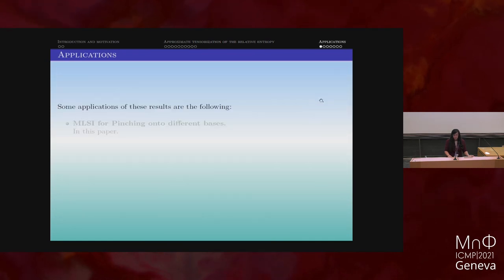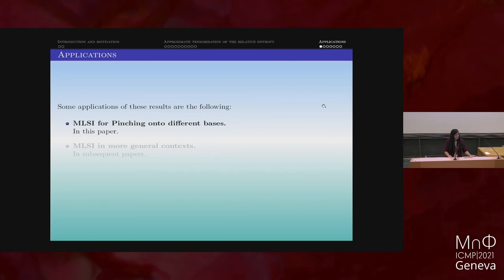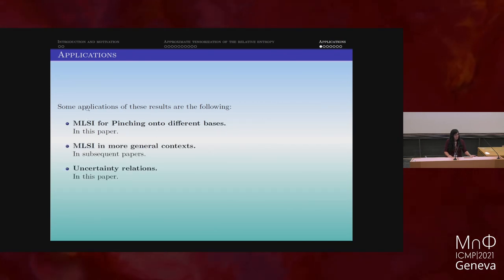Okay, so I'm going to go very fast through the applications. The idea is that now we can apply these results to obtain MLSI for different purposes. So for pinching onto different bases, we do it in this paper. And then in more general contexts, we do it in subsequent papers, and we also obtain some uncertainty relations.